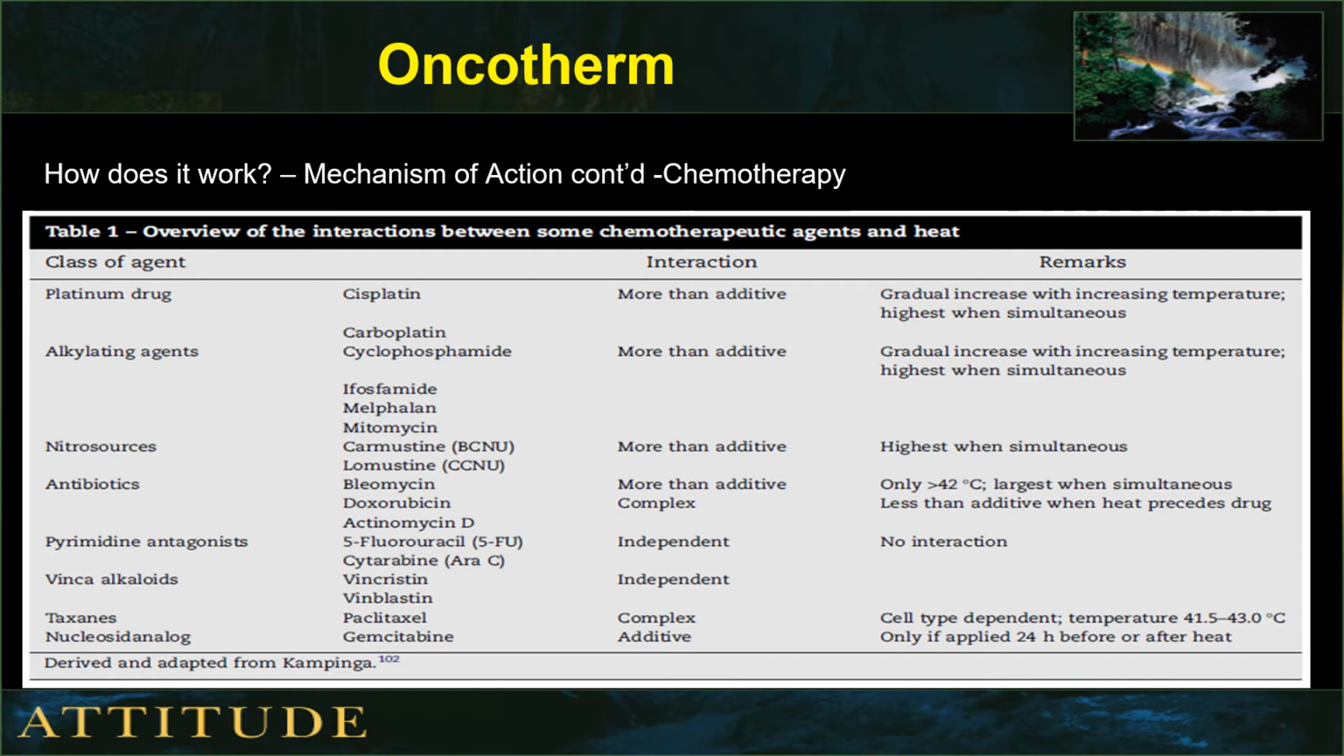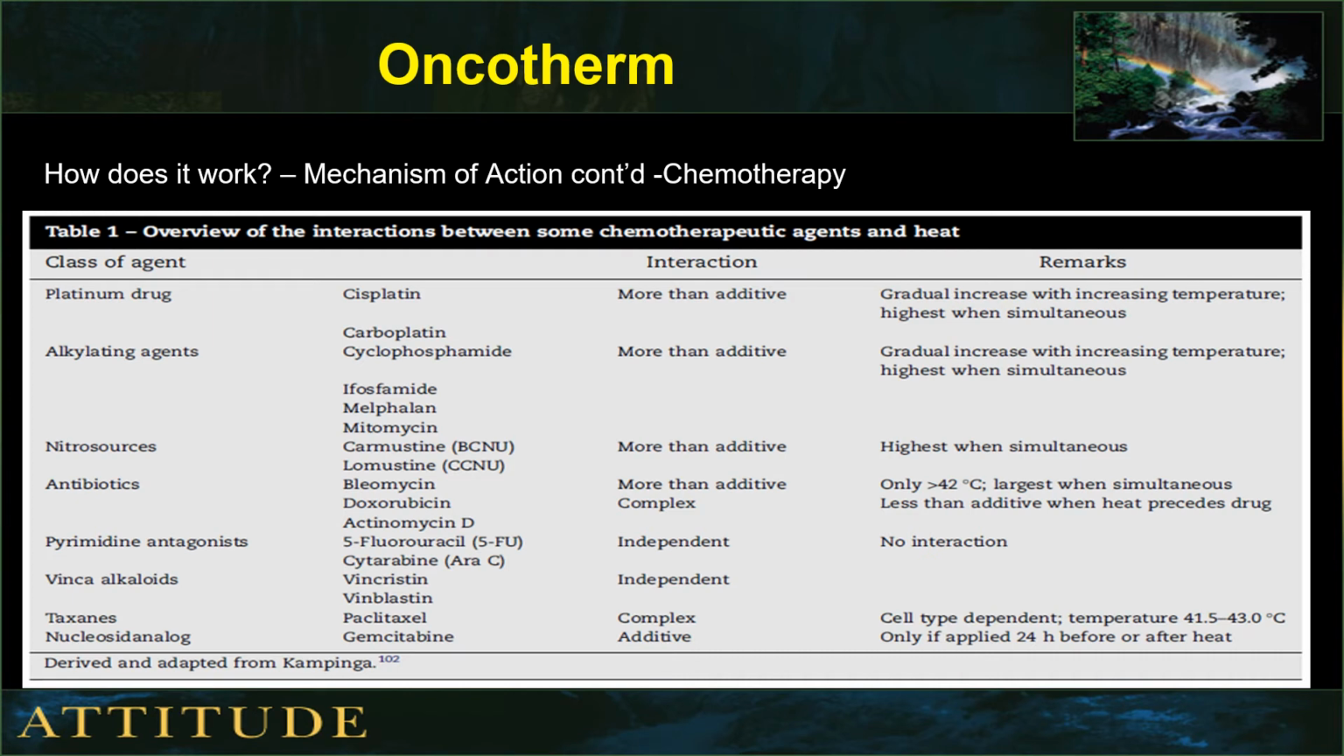Alkylating agents right over here, cyclophosphamide: more than additive, again a gradual increase with increasing temperature. Nitrosoureas here: more than additive, highest when it's simultaneous. Antibiotics, doxorubicin: more than additive, but it's a bit complex. Only when we can get the temperature greater than 42 degrees Celsius. It's largest when it's simultaneous, and less than additive when heat precedes the drug. What that means is they've done studies and found that if they were to do the Oncotherm before and then go in to get the chemotherapeutic, it wasn't as effective as if it were done together or shortly thereafter.